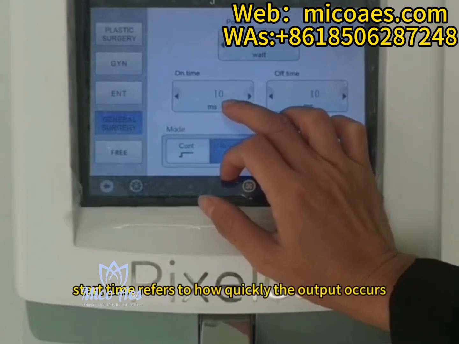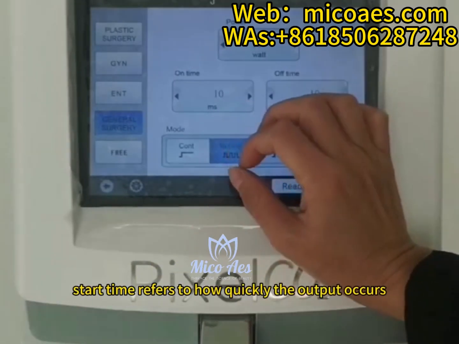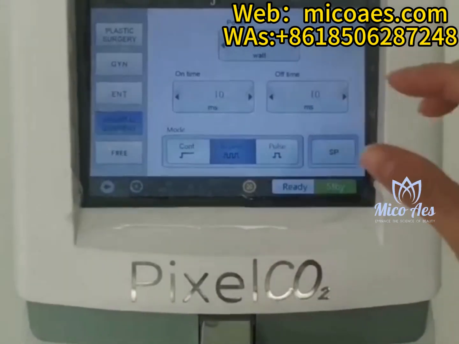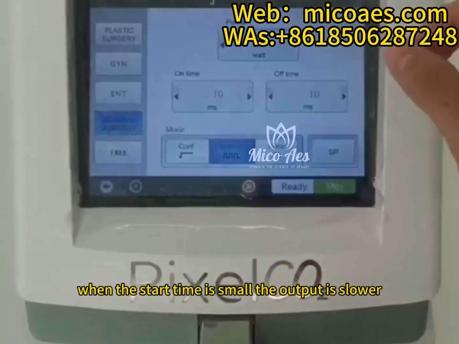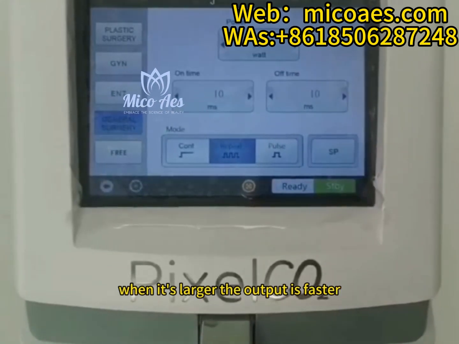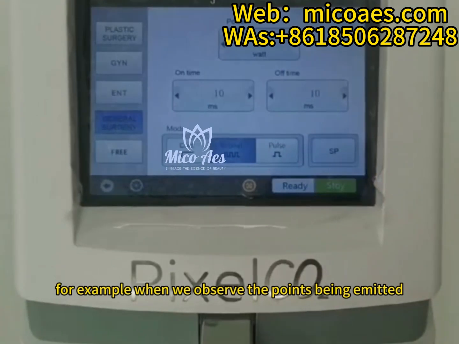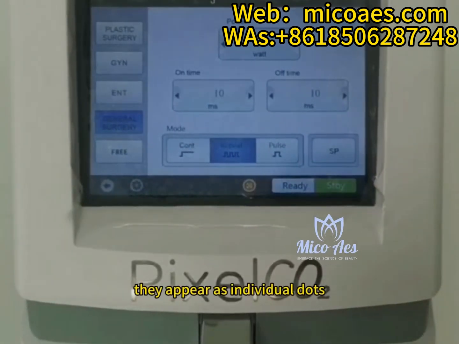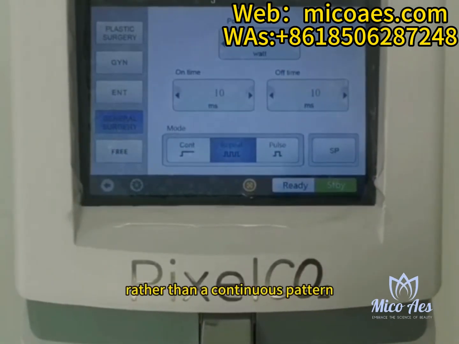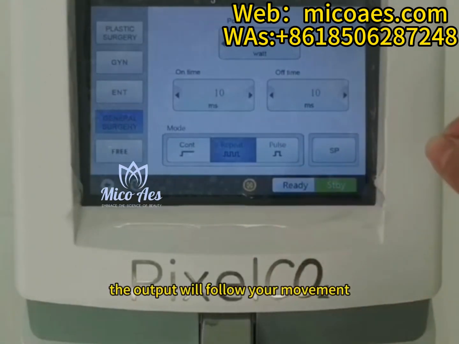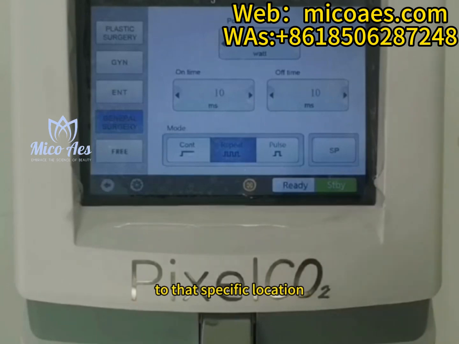The laser start time refers to how quickly the output occurs. A smaller value means slower output. When the start time is small, the output is slower. When it's larger, the output is faster. For example, when we observe the points being emitted, they appear as individual dots rather than a continuous pattern. As you move your hand, the output will follow your movement to that specific location.